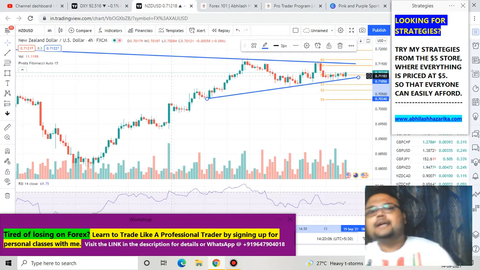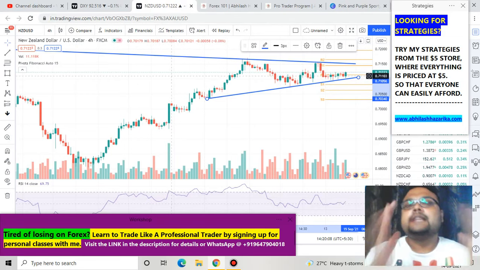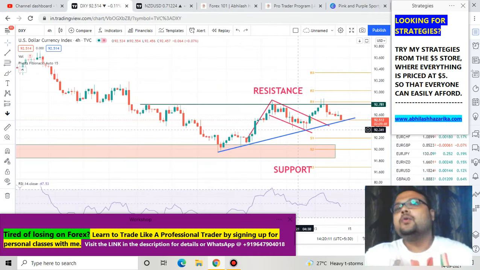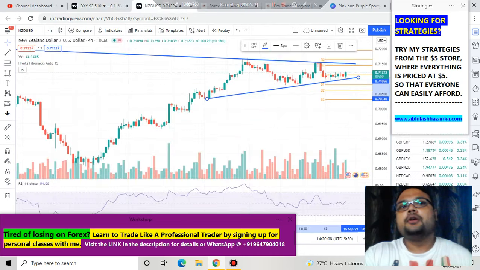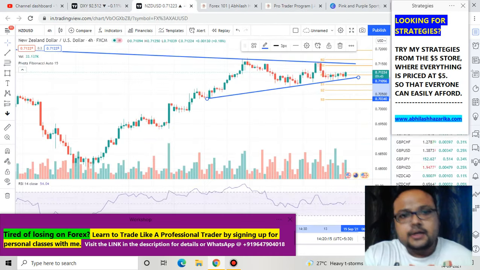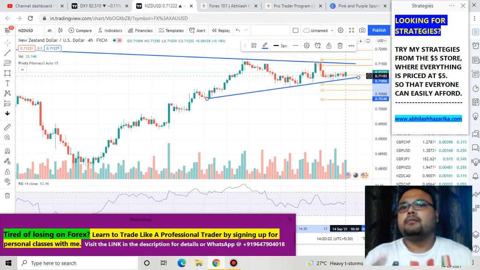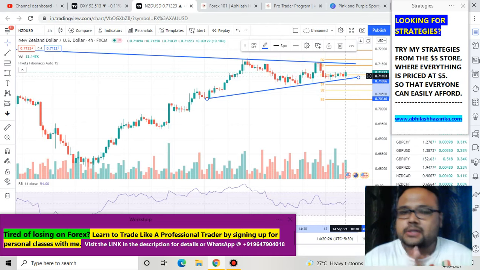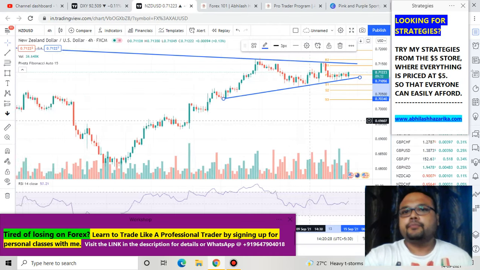So until and unless there is a huge sell or huge buy in the chart of the US dollar, probably we won't see anything huge on the NZD USD chart as well. See, right now it has formed a red candle, therefore we are seeing a green candle. So this is the correlation, but still this movement on the chart of NZD USD is not that convincing.